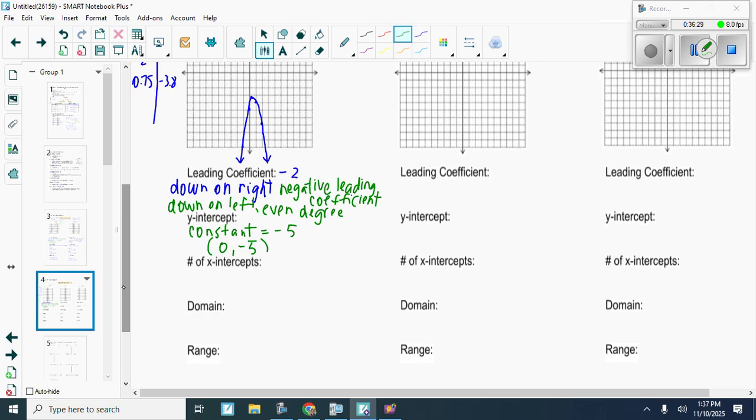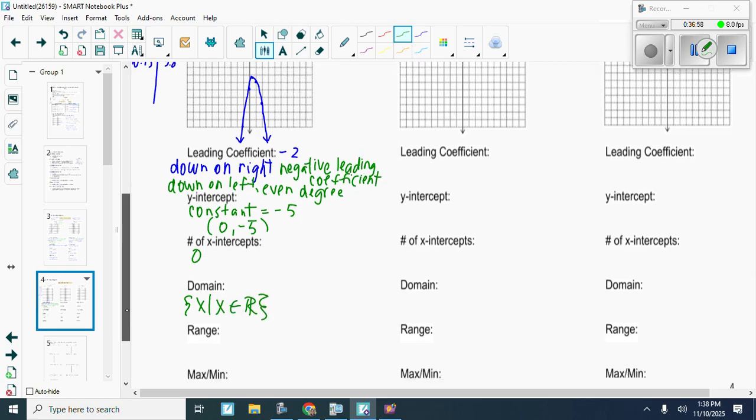How many x-intercepts did we have in this graph? Zero. It didn't hit the x-axis. It's like hanging out below. So this is an example where we could have zero. We're either going to have 0, 1, or 2. The domain: is there a value of x that's restricted? No. So for parabolas, there are no restrictions on the domain. X such that x belongs to the real numbers. X could be anything.